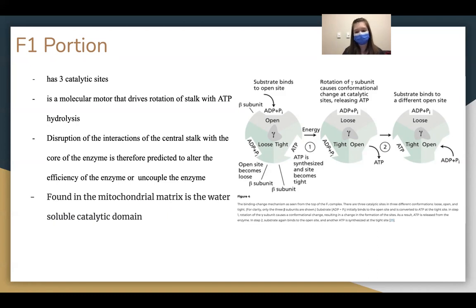So ATP is released from the enzyme. And then in step 2, substrate again binds to the open site and another ATP is synthesized at the tight site, and this just keeps going on and on.